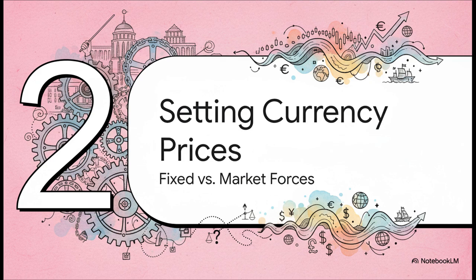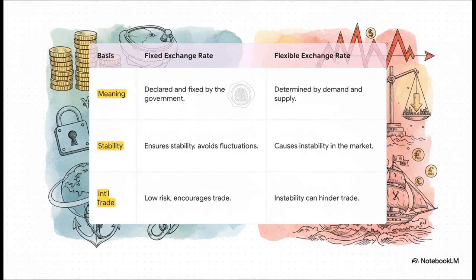Let's look at the two main systems countries use to figure out what their currency is worth. This table lays out the two big ideas really clearly. On one side, you've got the fixed exchange rate system. This is where the government steps in and says, this is the price. They do it to create stability, to make things predictable for businesses. On the other side, you've got the flexible system, where the price is set by the good old forces of supply and demand. It's a bit more chaotic, but it reflects the real-time market.